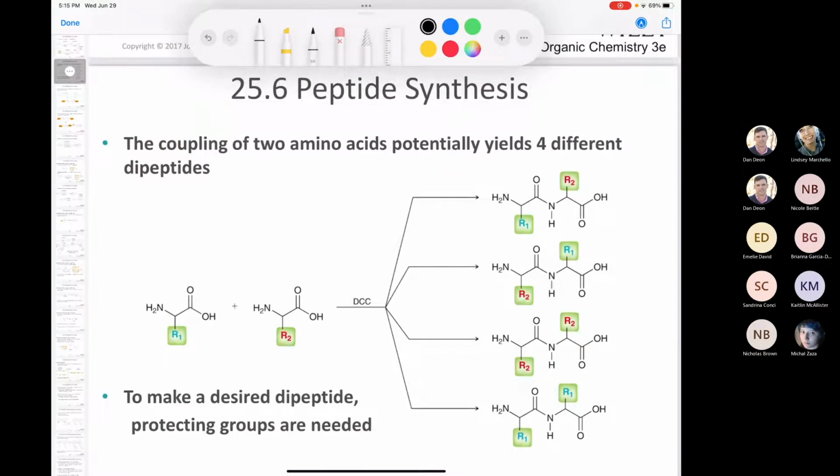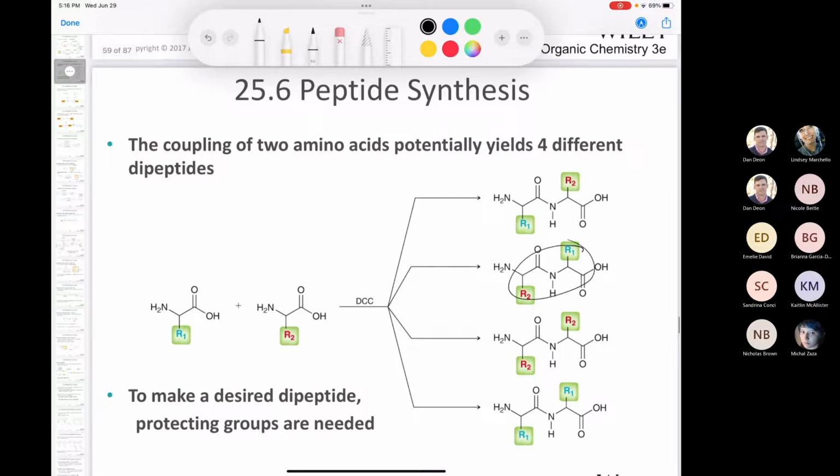Now, what is the utility of DCC coupling if we want to join two amino acids together in a specific way? If we have two amino acids that both have free amino groups and free carboxyl groups, and we mix them together in a reaction flask and just treat them with DCC, we would end up with a mixture of 4 different products. We could get R1 as our N terminus and R2 having the C terminus. We could get the opposite, as is shown here. We could have 2 molecules of R2 joined together, and of course we could have 2 molecules of R1 joined together. That doesn't look like a very good reaction to me because nobody wants to make mixtures in organic chemistry, because organic compounds are very difficult to separate.